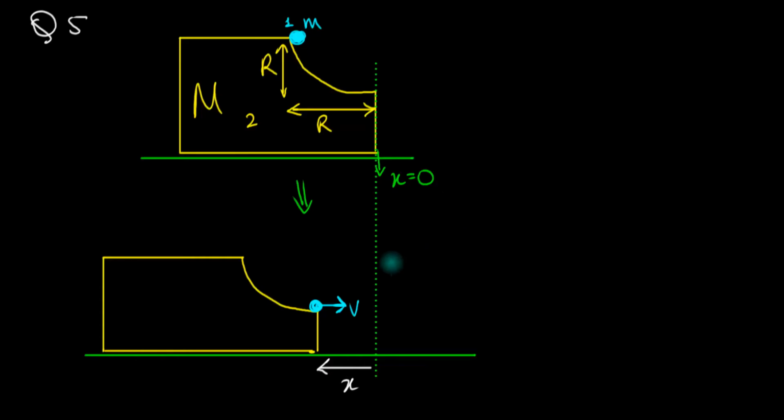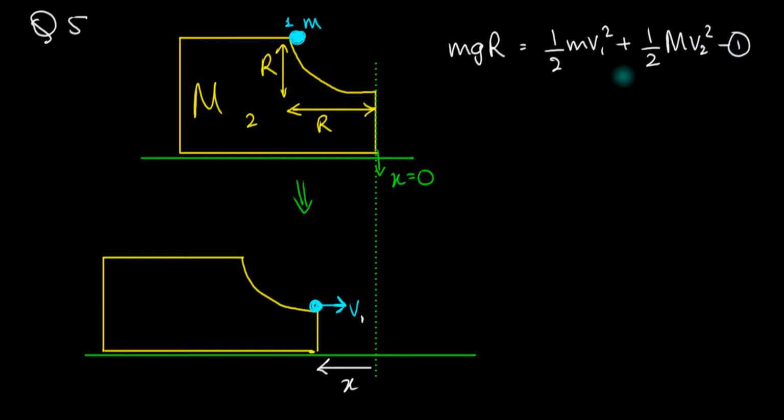Alright, let's calculate them. To calculate V, we can use energy conservation. When it comes from here to here, it loses potential energy mgh, which is the same as mgr, and that becomes the kinetic energy of both the objects. So it becomes half m v1 squared, where V1 is the velocity of this guy, plus half M v2 squared. That's equation number 1. And we also know the conservation of momentum.